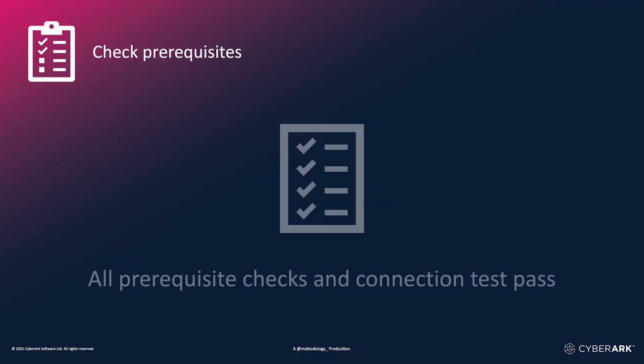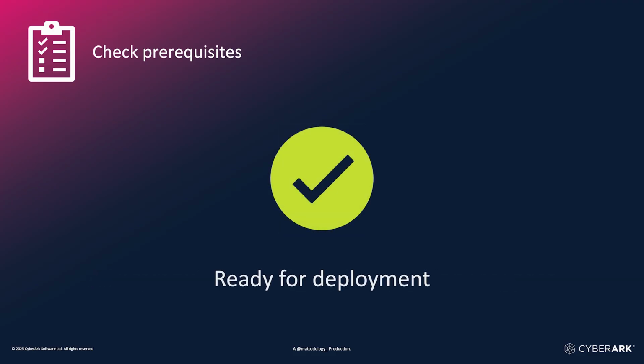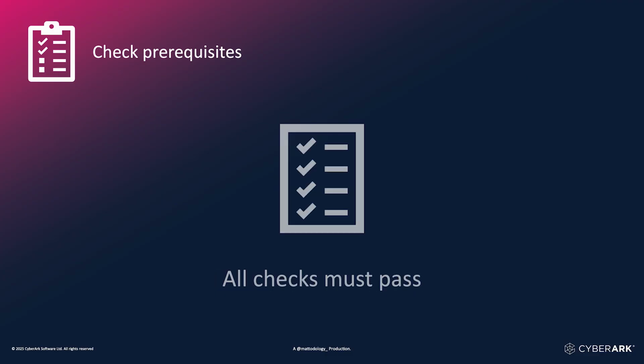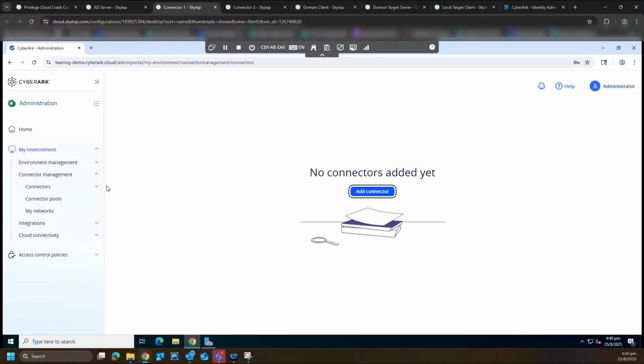If all the prerequisites checks and the connection test pass, your server is ready to proceed with deploying the Privileged Cloud connectors and agents. Remember, all checks in the prerequisite script must pass before you move forward. Now, let's move on to installation. In Connector Management, click Add a Connector.